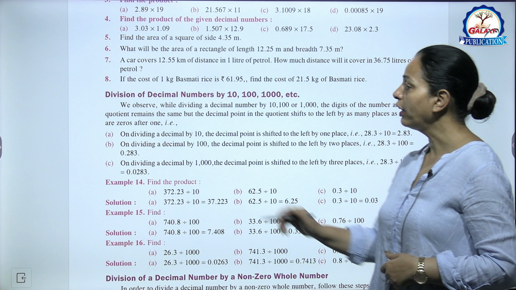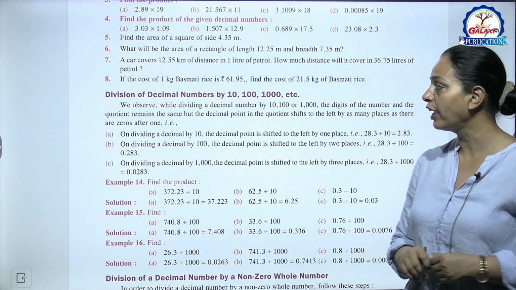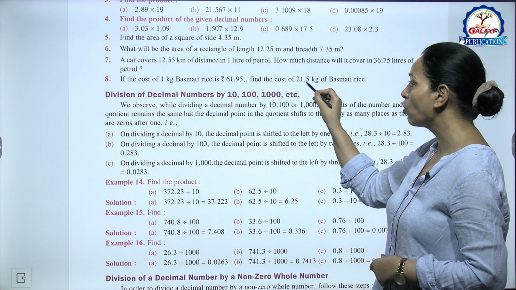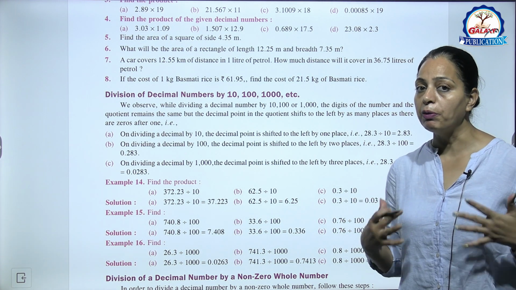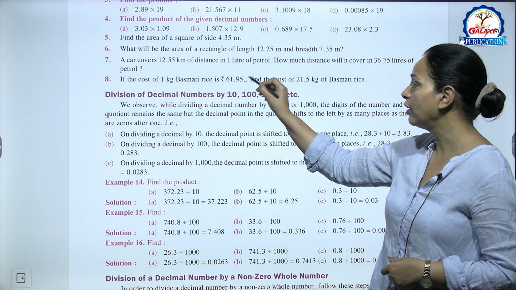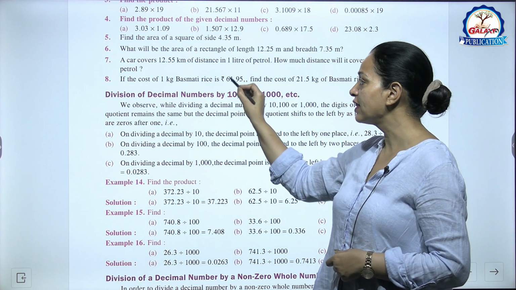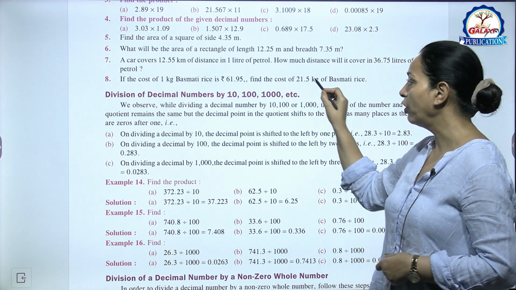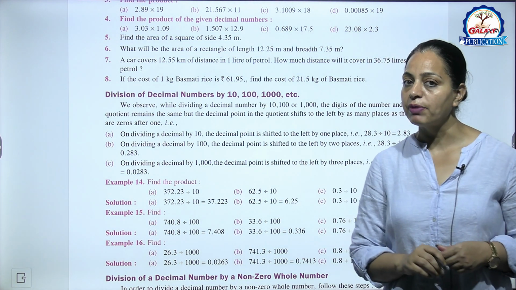Now the eighth one, if the cost of 1 kg basmati rice is rupees 61.95, then find the cost of 21.5 kg of basmati rice. So it would be more. तो इसमें भी हम क्या कर देंगे, इन दोनों को multiply. So cost of 1 kg rice is rupees this, and cost of 21.5 kg rice is 61.95 multiplied by 21.5.